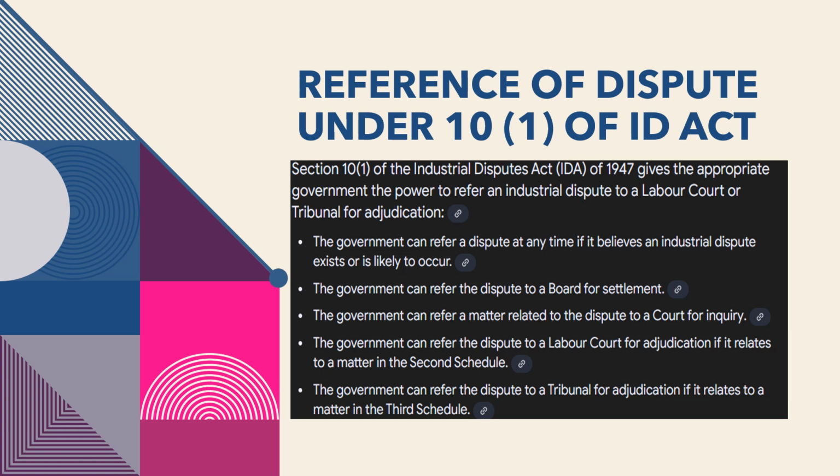Section 10(1) of the ID Act talks about how the government can refer the dispute at any time it believes that an industrial dispute exists or is likely to occur. The government can refer the dispute to the board for settlement, to the court of inquiry, to the labor court for adjudication if it relates to a matter of the second schedule, or to the tribunal for adjudication if it is related to a matter of the third schedule.